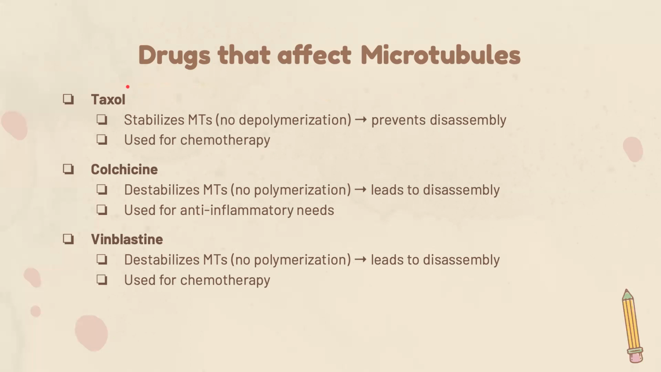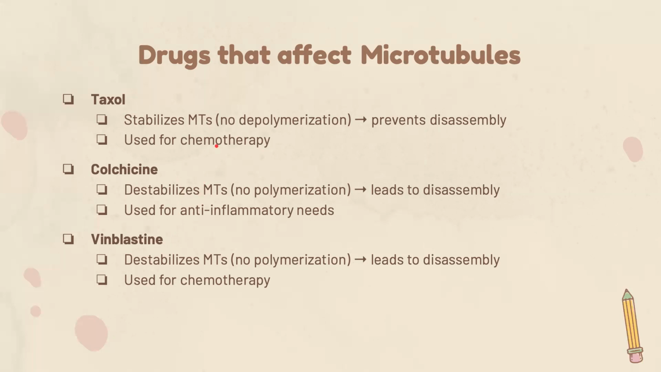Taxol is a stabilizing microtubule drug. So that means it binds to the microtubule and then it prevents it from depolymerizing. So it's not going to disassemble. And then colchicine is the opposite. So it's trying to destabilize microtubules. So it's going to prevent polymerization. And then vinblastine is also a destabilizer. So it's going to prevent polymerization.